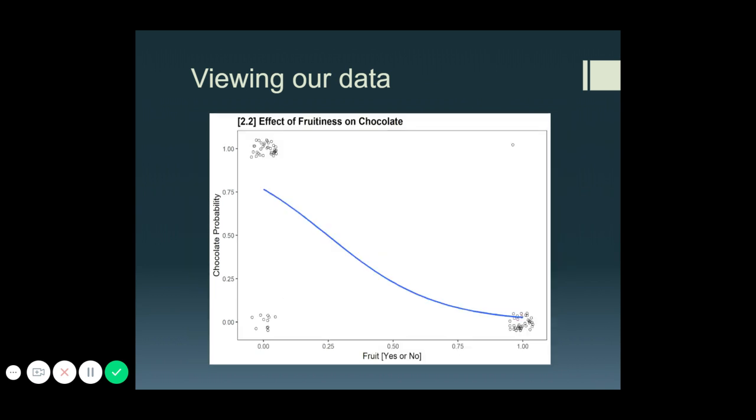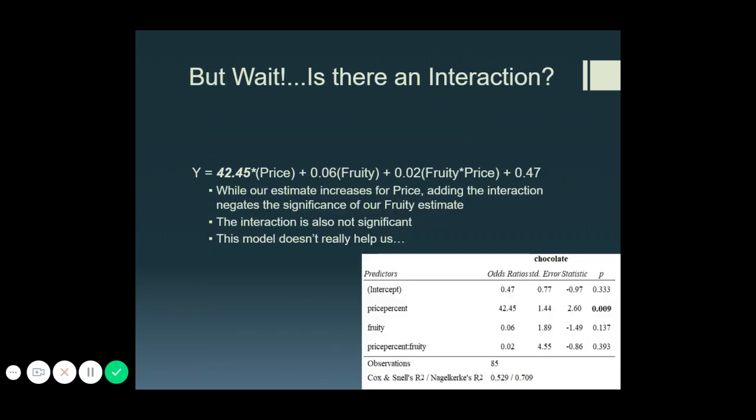And we see a reverse trend of that for fruity. It's slightly different. The maximum probability is only about 0.75, but we see that it is in fact a negative relationship. So as the probability of it being fruit goes up, the probability of it being chocolate goes down. So fruit is not likely to also contain chocolate in a candy bar. But before anything else, I also wanted to test the interaction.